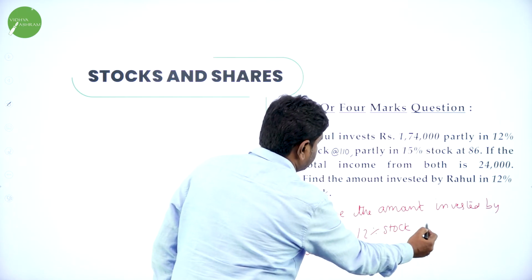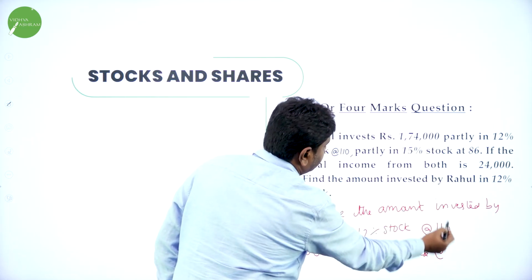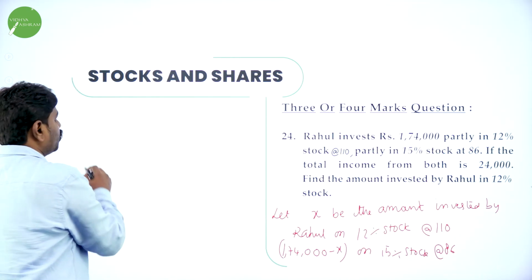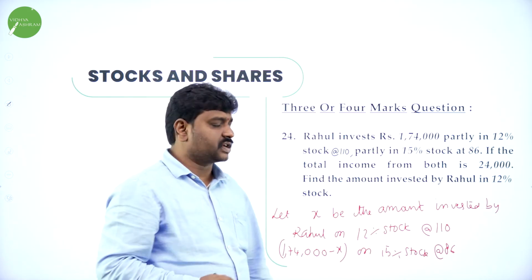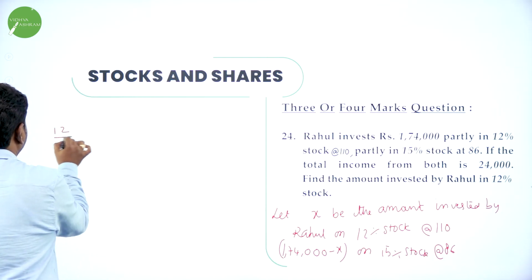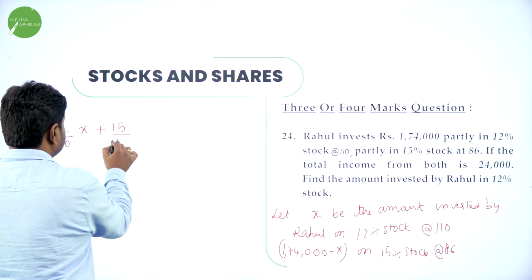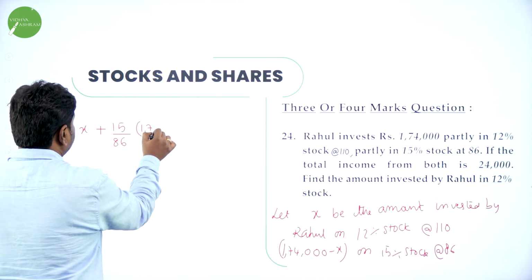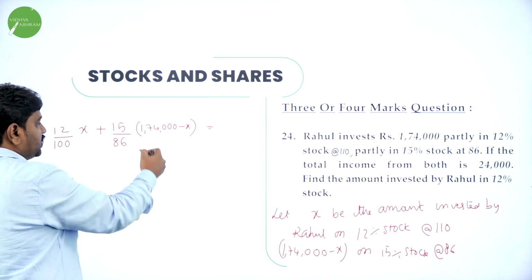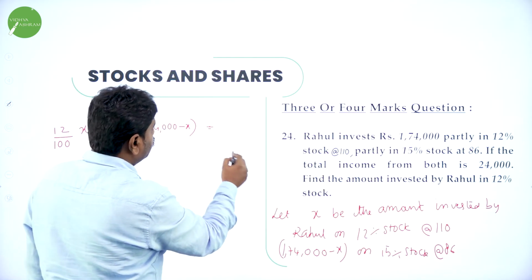The first stock is at 110 rupees and the second stock he is investing at the rate of 86. Now the total income they gave is 24,000. You know how to calculate income. Total income means income on first stock plus income on second stock. First stock is 12% at 110, so income is 12 divided by 110 into amount invested, that is X. Income on second is 15% at 86, so 15 by 86 into 1,74,000 minus X. Total income on first plus income on second is equal to 24,000.